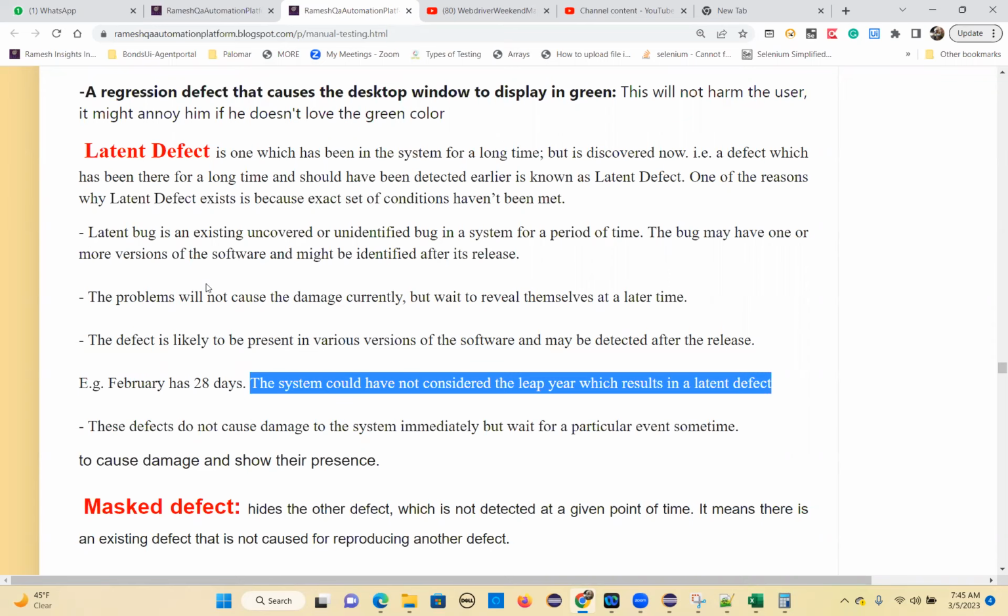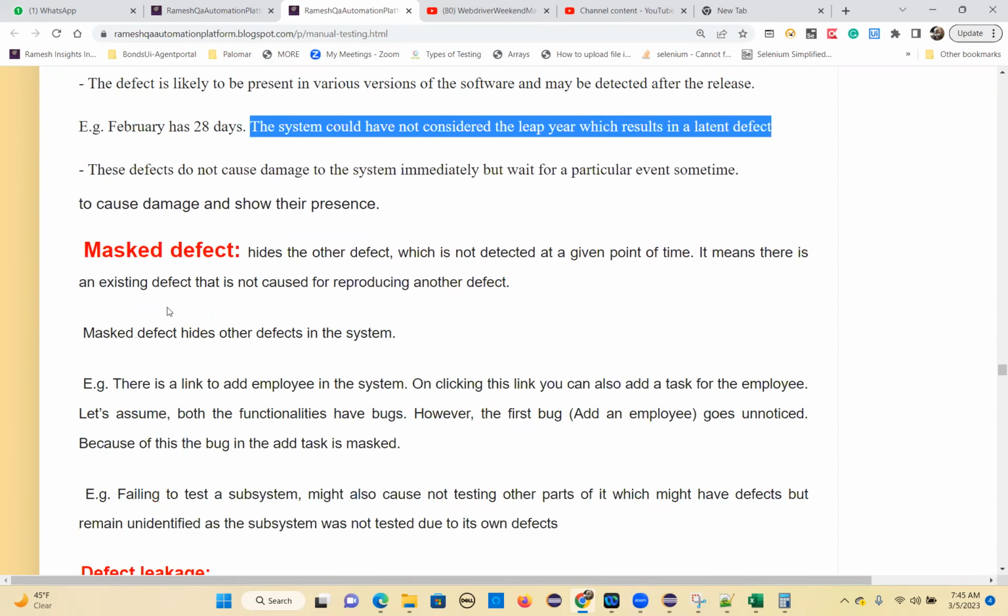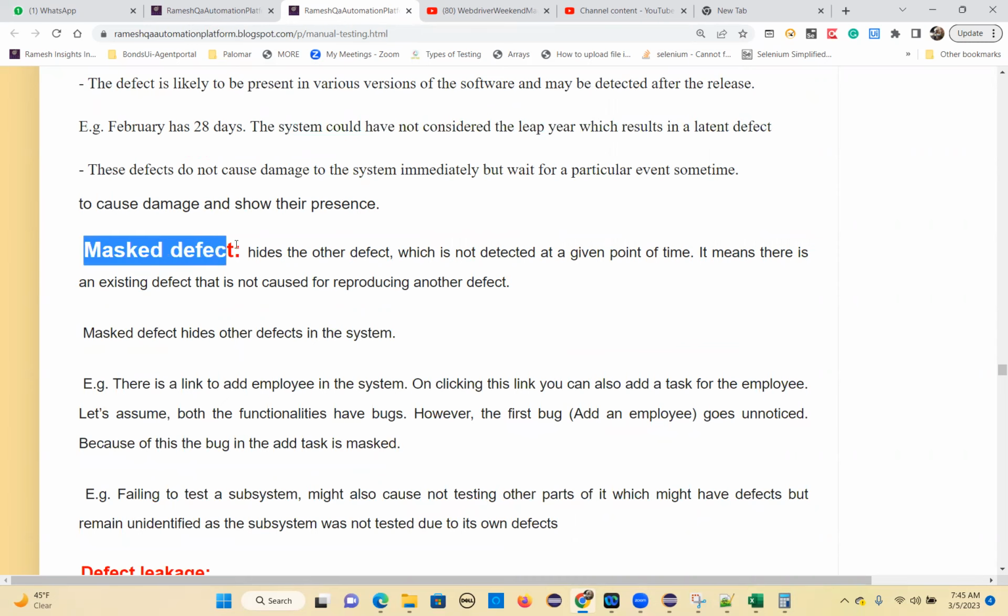Unless you are considering all these issues and you are very keen on them, and if you take care of that, then you can find it immediately. Otherwise, such kinds of defects will be there for a long time in the system. That's a latent defect.